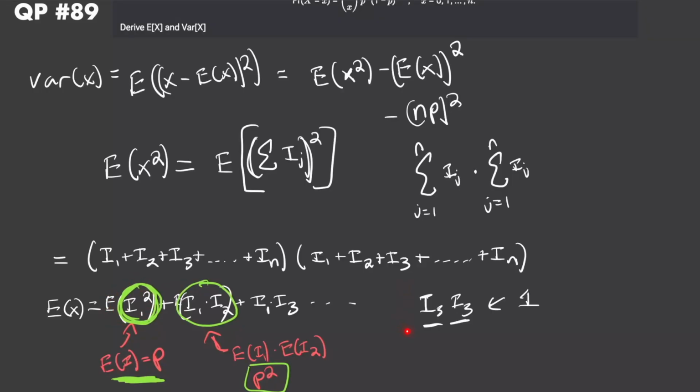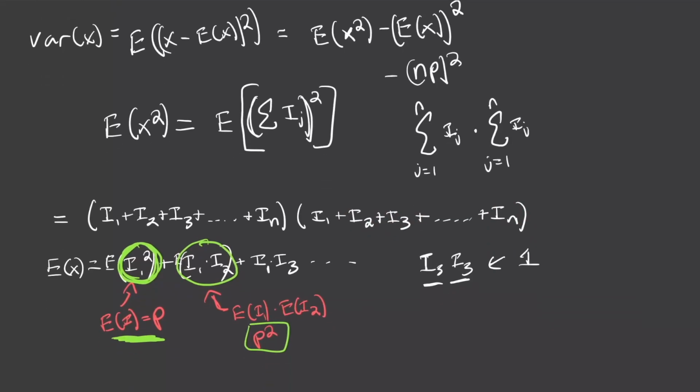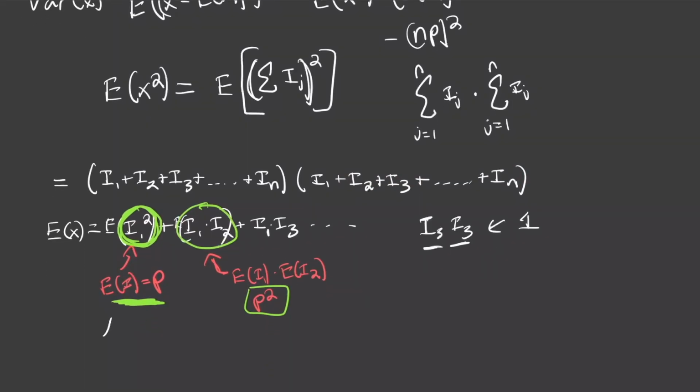And now the number of actual squared terms is going to be equal to n, obviously, right? Because I can only have I1 squared, I2 squared, I3 squared, all the way up to In squared. So for our squared terms, we're going to have n, and they're all going to have coefficient 1, and the expected value for them is all p. So that's going to contribute n times p to our total expected value.